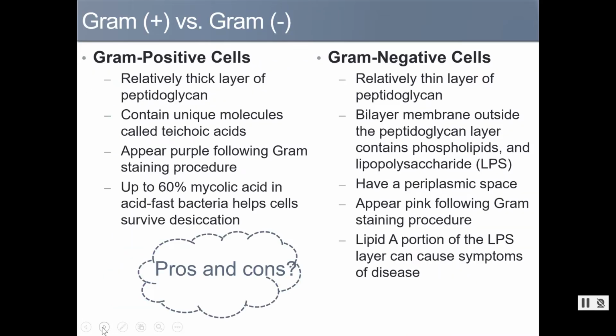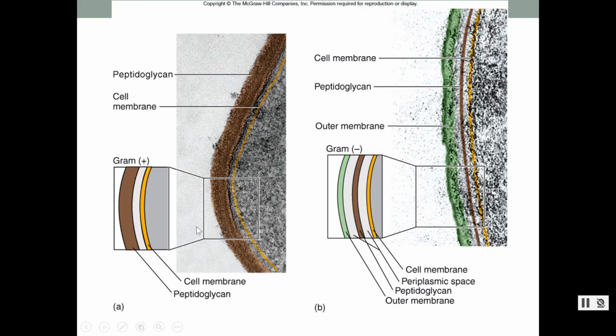Okay, so let's look at these characteristics. This is kind of a summary slide. We'll come back to it in a little bit. Let's look at the characteristics of a cell wall. A gram-positive cell wall is going to have that cell membrane that's in yellow.